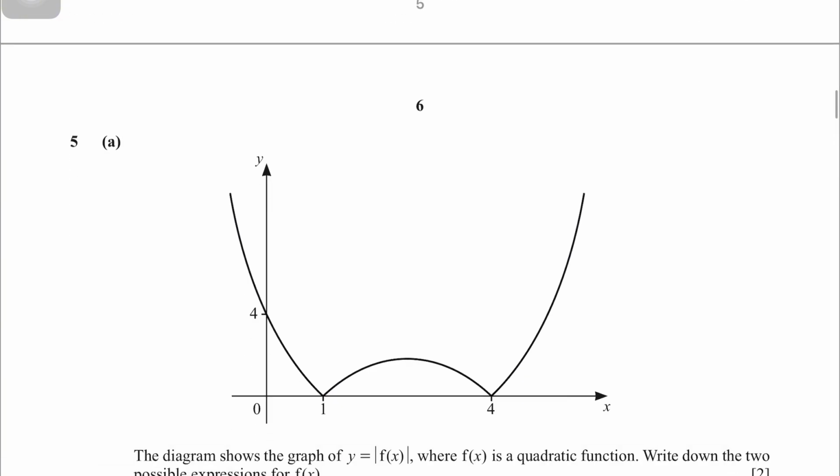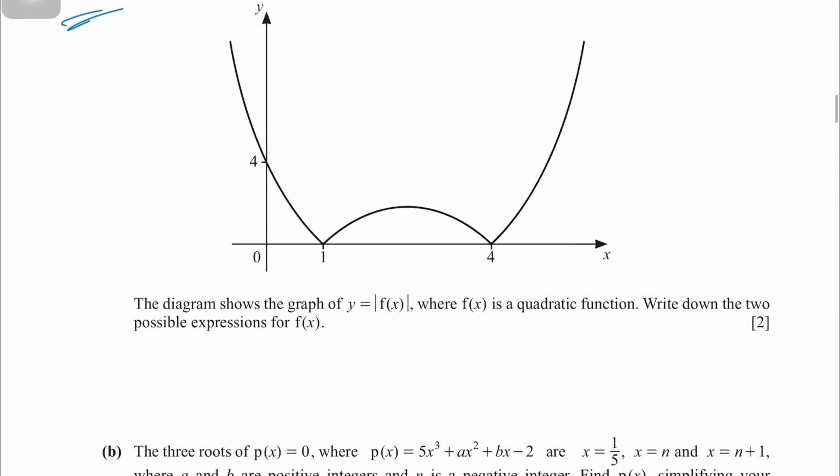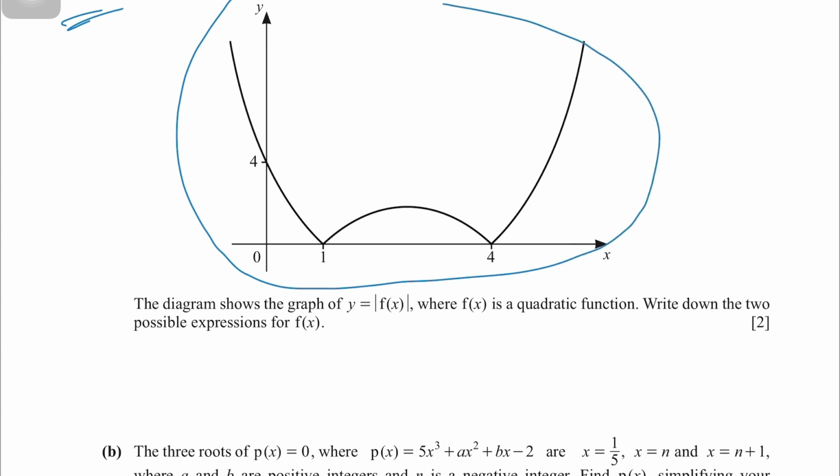Now moving on, we have our question 5, A part, where we are given this graph. The diagram shows the graph of y equals modulus of f of x, where f of x is a quadratic function. Write down the two possible expressions for f of x.